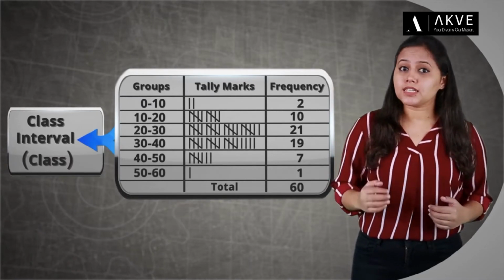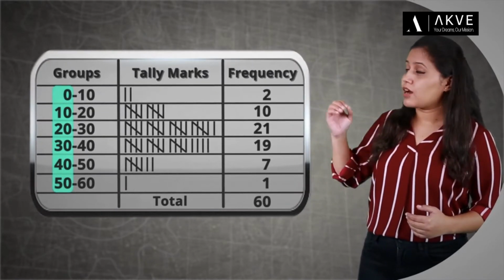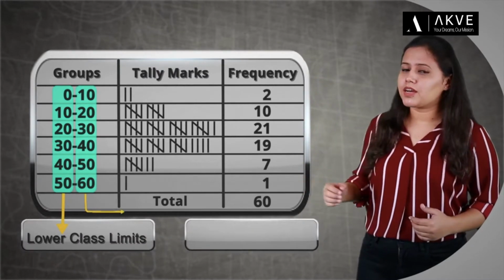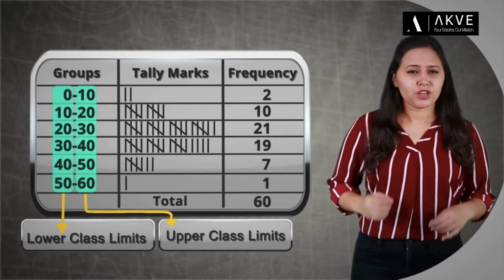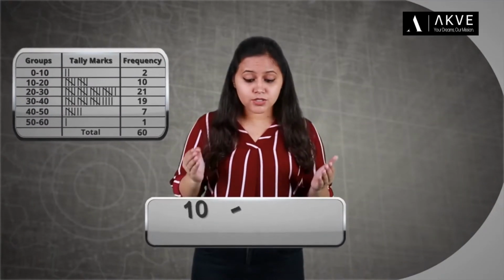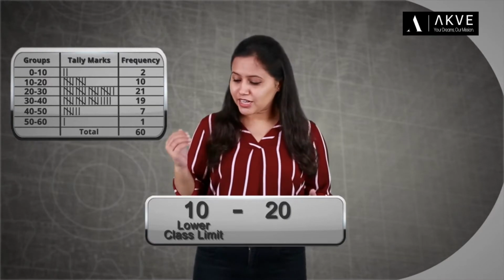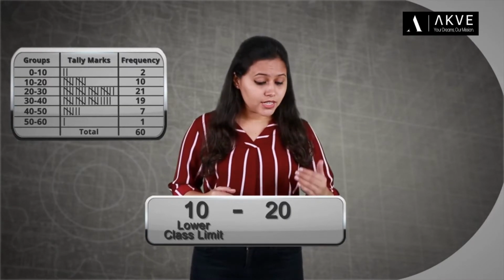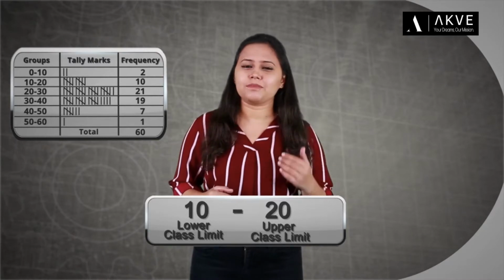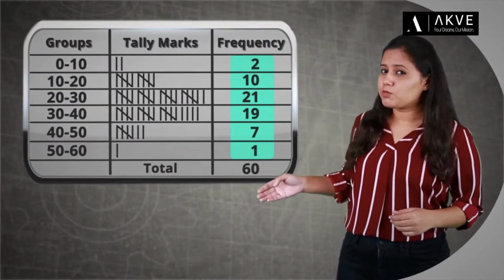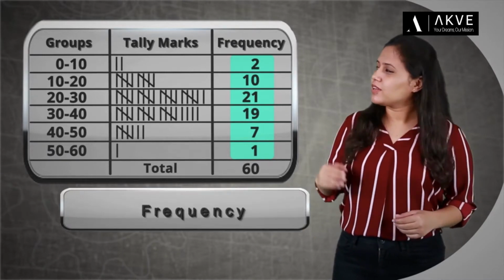In these classes, the lower numbers are called lower class limit and the upper numbers are called upper class limit. For example, in class 10 to 20, 10 is the lower class limit or simply the lower limit and 20 is the upper class limit or simply the upper limit. Also, the frequency corresponding to each class is called the class frequency.